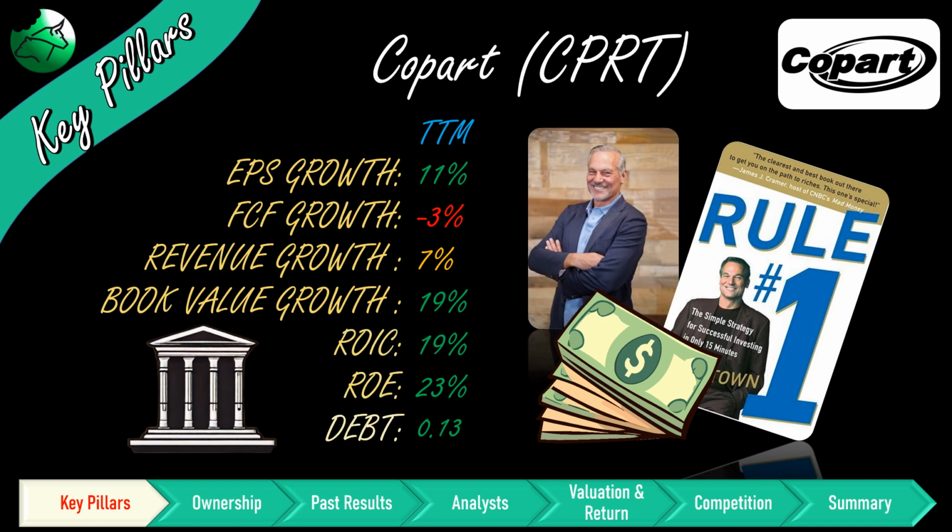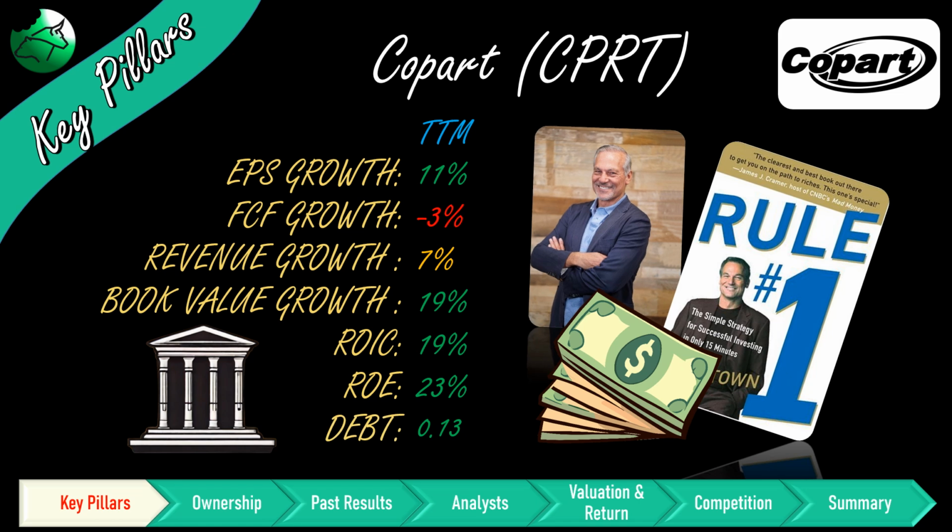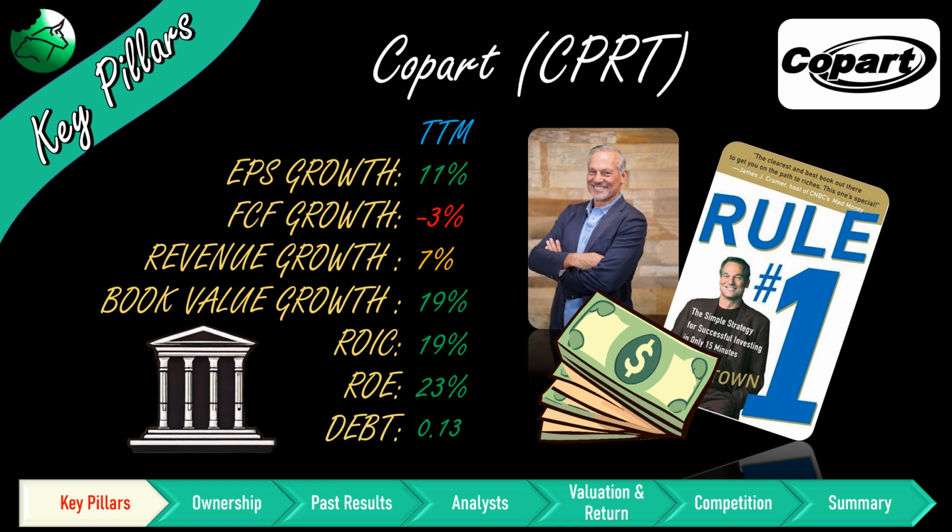Now we move on to debt, and Phil Town prefers a company that is able to pay off debt with their free cash flow within 3 years. Using their current free cash flow, they could pay off the debt in a couple of months.